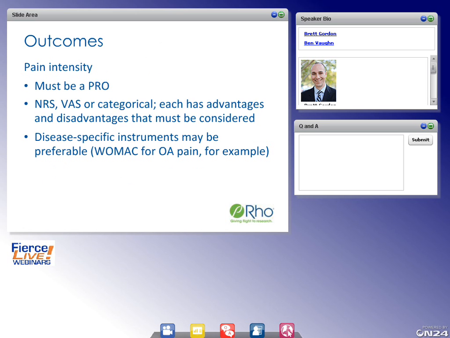Prior approvals look at what your drug really distinguishes itself on. If there are disease-specific instruments, absolutely use that. WOMAC is a good example, again, for osteoarthritis pain. It really gets to the issues that that population has, so it's a good outcome for OA. And other therapeutic areas have similar scales.